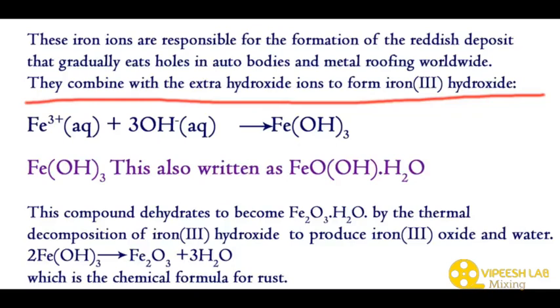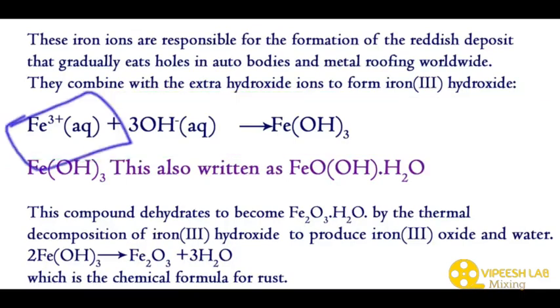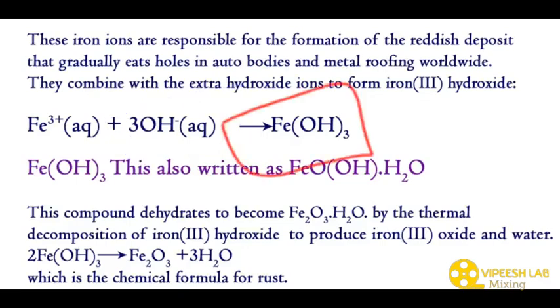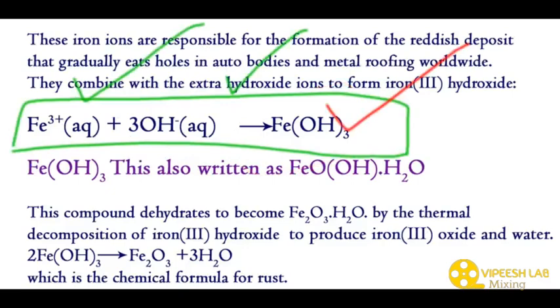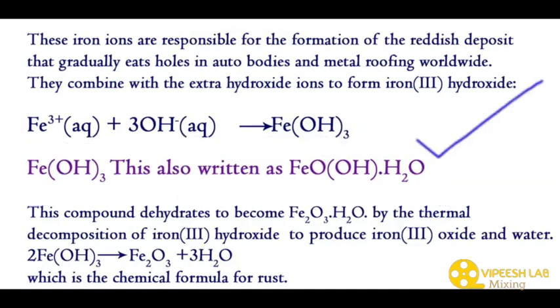Look at the equation, how the iron 3, which is in aqueous form, is reacting with the hydroxide ions to form iron 3 hydroxide. Looking at the equation, Fe3+ plus 3OH- gives Fe(OH)3. See, this iron 3 hydroxide can be written as FeO(OH)·H2O. That's another form. Fe(OH)3 can be rewritten as FeO(OH) and H2O.